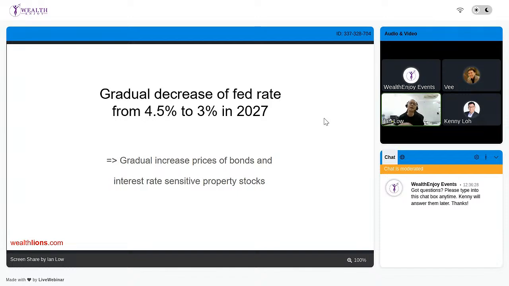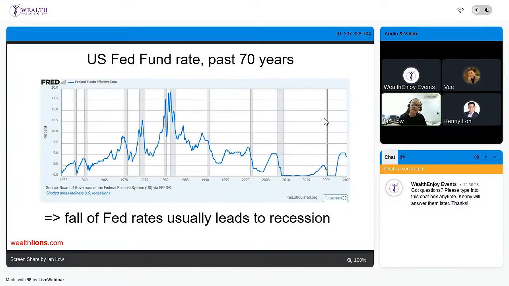What the news is telling us is that there'll be a gradual decrease of the Fed fund rate from 4.5 to 3% in 2027 if all goes well, and a gradual increase in prices of bonds and interest rate sensitive property stocks like REITs. This is what the market is telling us, and our previous speaker has also alluded to that. But personally, in the next 3-4 years, before it reaches 3%, I think a recession or a black swan will happen. That's my view.